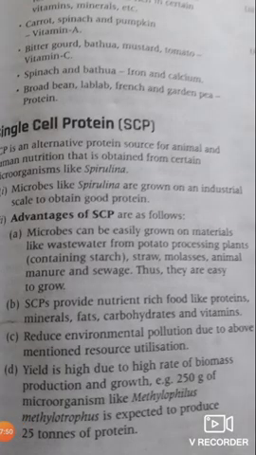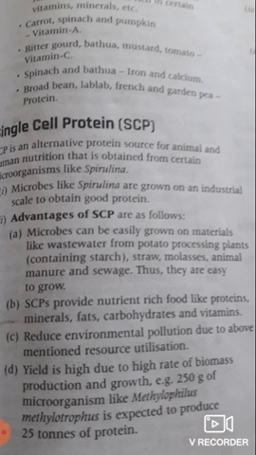After that there is a special thing that is called SCP. SCP means single cell protein. This is an alternative protein source for animals and human nutrition that can be obtained from certain microorganisms like spirulina. This SCP can provide a large amount of protein apart from different sources from plants or animals. Besides those, we can get a large amount of protein with the help of microorganisms like fungi and spirulina.